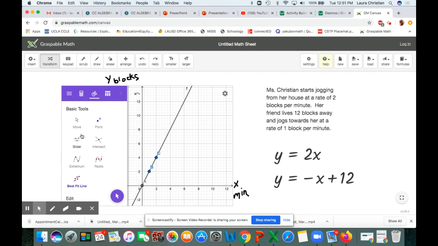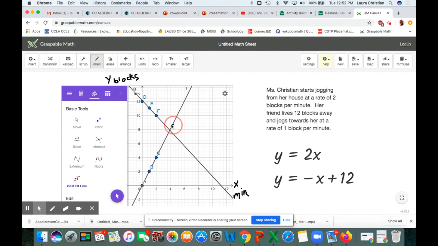And then our second line for my friend, she starts 12 blocks away. She starts 12 blocks away, right here. And then she goes at a rate of 1 block per minute. So down 1 to 11 is about right here, and over 1 is about right there, down 1 over 1 right there. And then we can connect our points, and we have our line here.